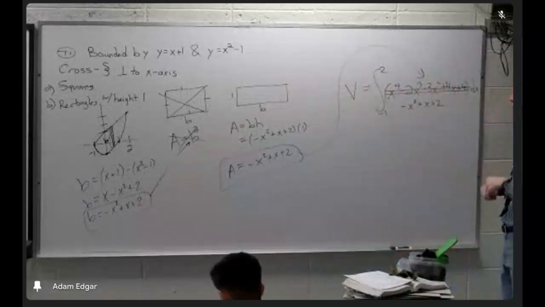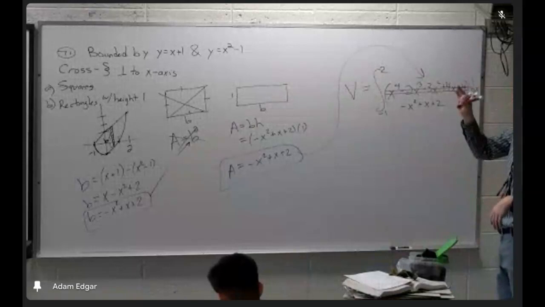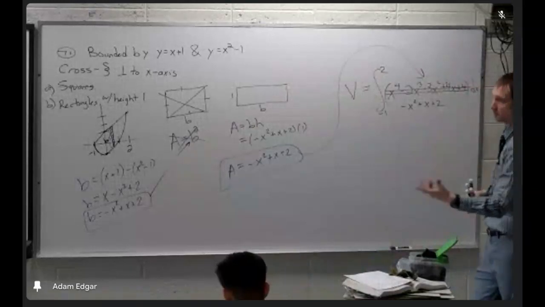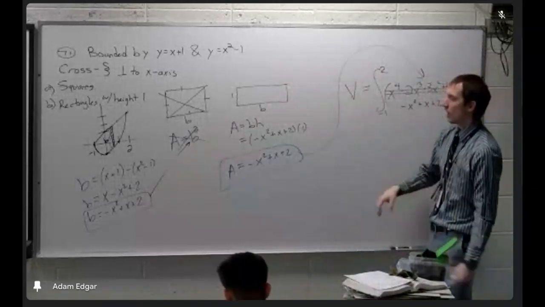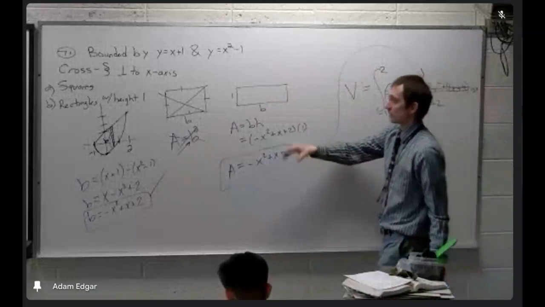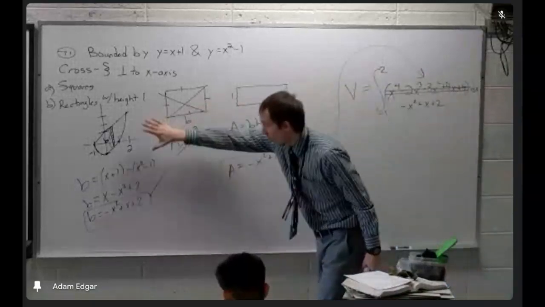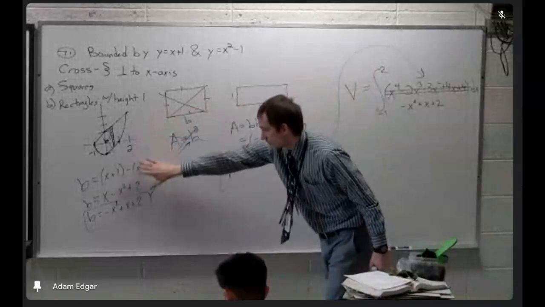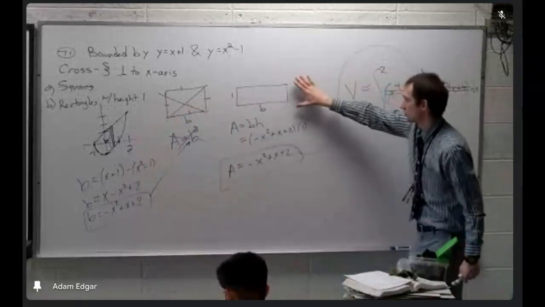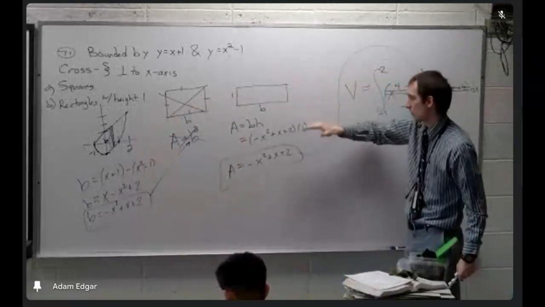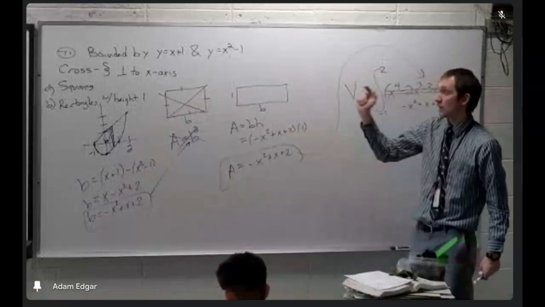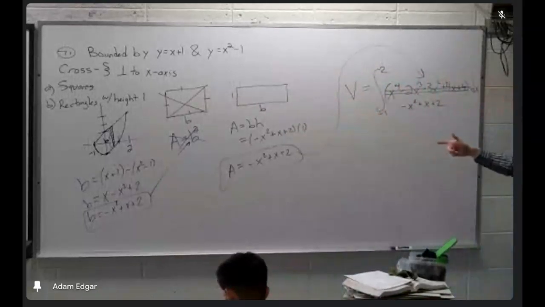So that's 71. Part A was the squares. We looked at that first, and then part B with these rectangles, and they tell you the rectangular height is 1. All this stuff at the beginning is the same with the graph and the B. The only thing that changes is the shape of the cross sections and therefore the area formula. Anything else with 71? Anything else with the homework?